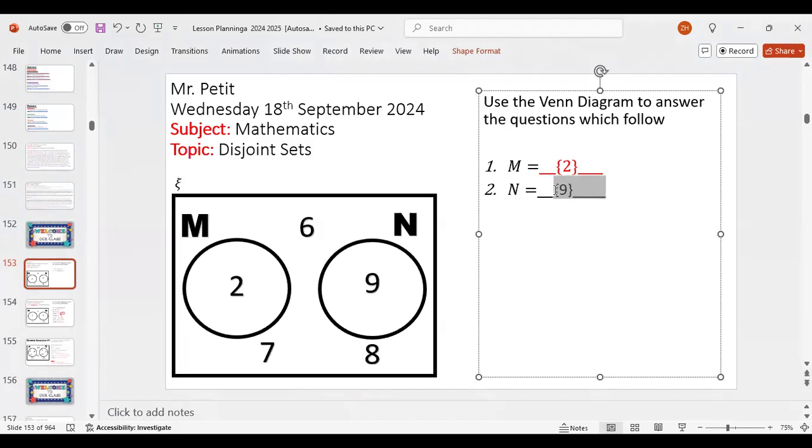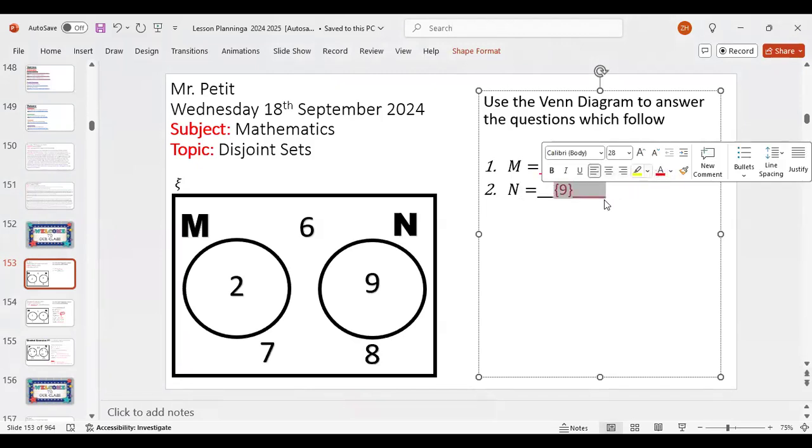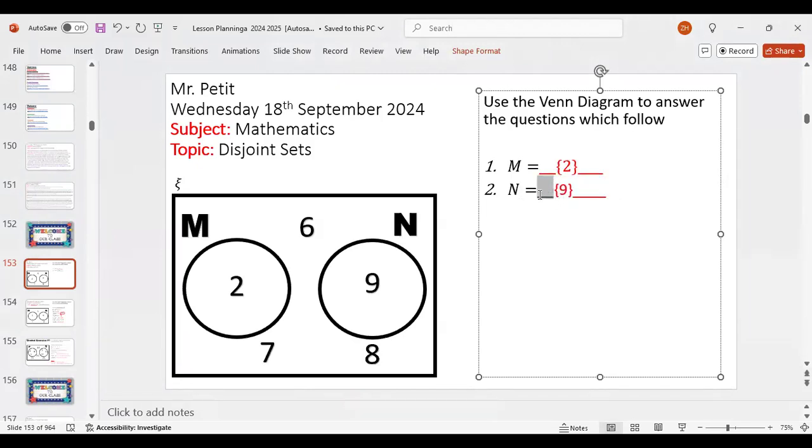And we say that set M and N are what type of sets? Singleton sets. Are these two sets joint or are they disjoint? Disjoint sets. Very good.